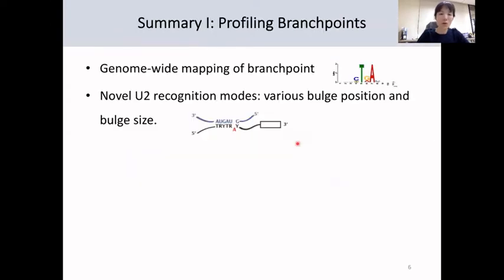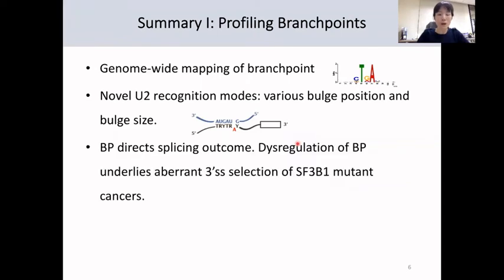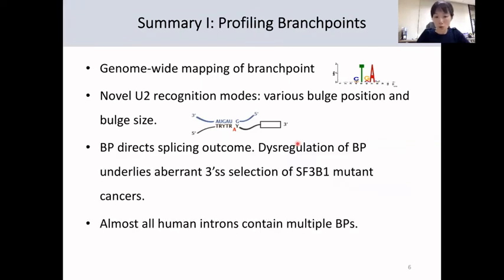So now we know the branch site is very vague. Almost all human introns contain multiple branch sites. But we also know that the branch point is very important to determine splicing. And dysregulation of the branch point will cause aberrant 3' splice site selection in some disease models, which we don't have time to talk about today.